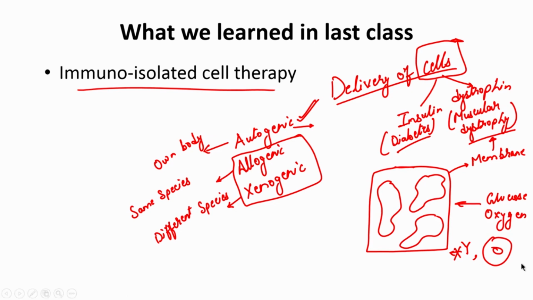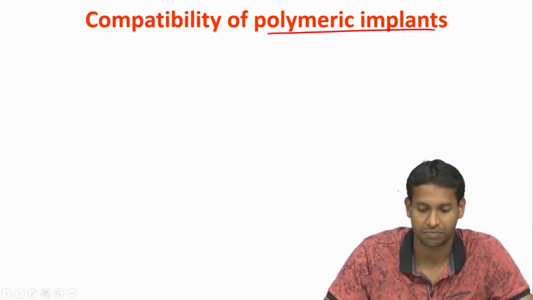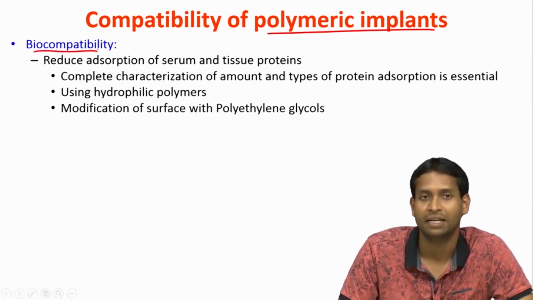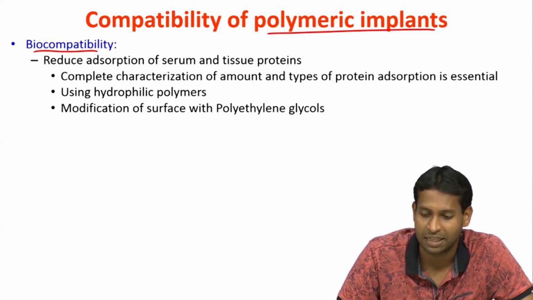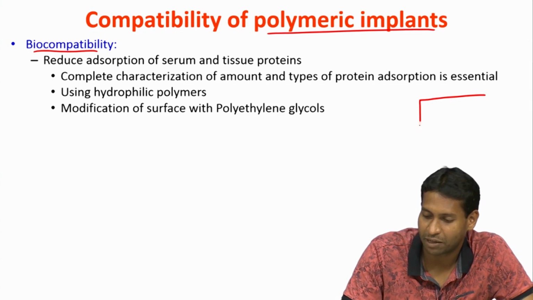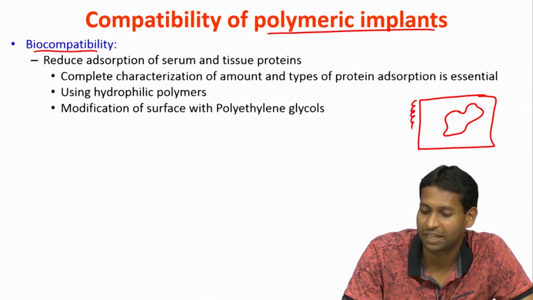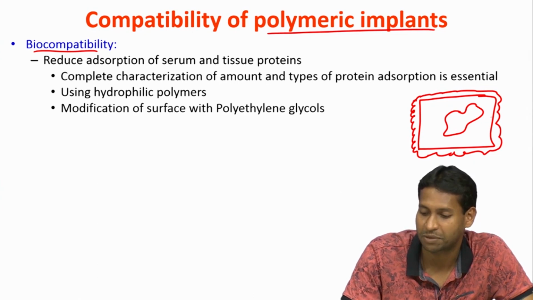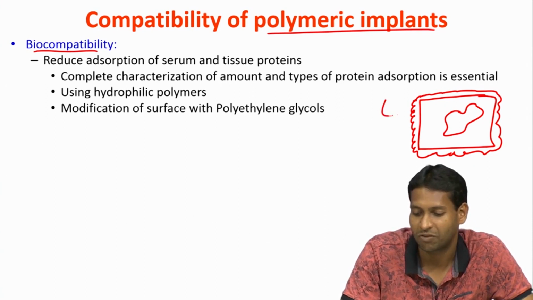Okay, so let us take the discussion forward. Let us talk about what kind of polymeric implant compatibility we need in this scenario. First is of course, and we have discussed a bit of it, biocompatibility, which means that it should not really absorb a lot of serum and tissue proteins, and that is a bit of an obvious requirement. Let us say this is your implant carrying your cells; if a lot of protein starts coating on it, it may first of all impede the transport of different nutrients, and it can also lead to attraction of more immune cells coming in.